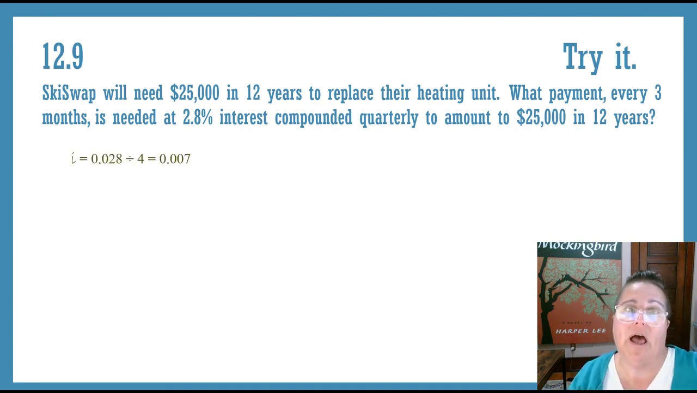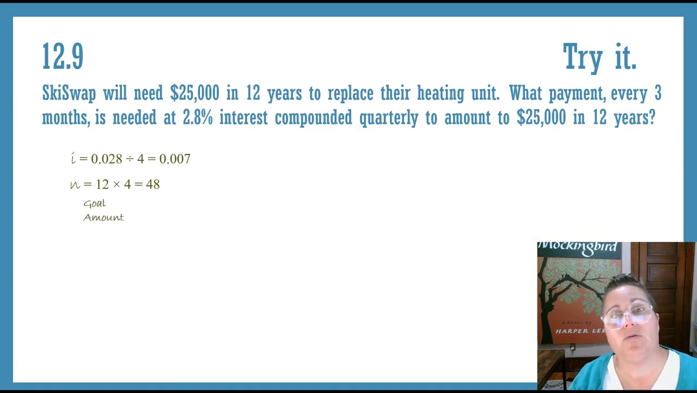So we're going to find our I. That's the 0.028 divided by 4, or 0.007. Keeping in mind to convert your percent to a decimal, right? Then what we have here is 12 years, 4 times a year. That's 48 total compounds. The goal amount is the $25,000.